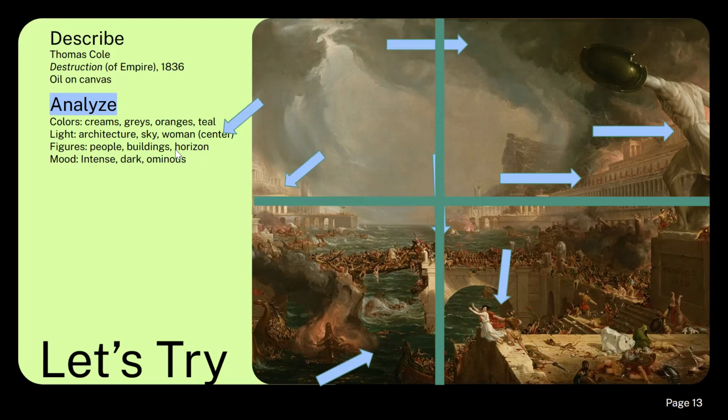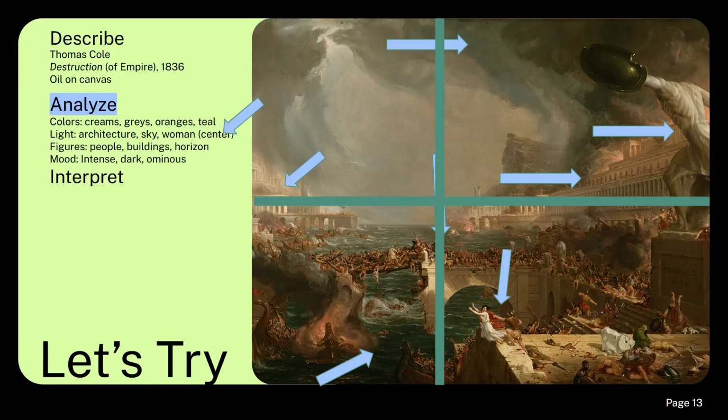What figures do I see? I see people, I see buildings, I see the horizon. I see, in my opinion, the mood of this piece is intense, it's dark, and it's ominous. Now, you'll notice I have not told you yet what I think Thomas Cole is trying to say until now. Now I get to interpret.